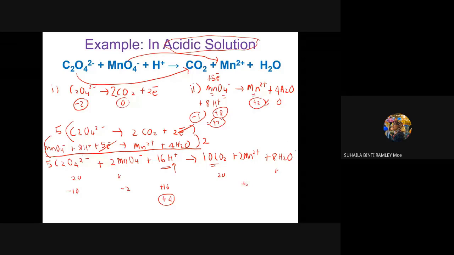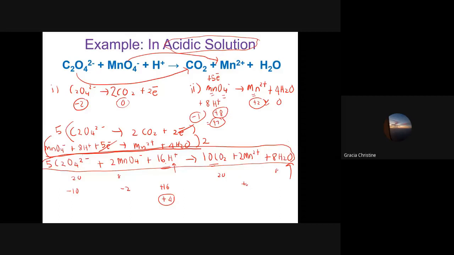Okay, so this is our answer. Okay, this one yang overall yang panjang-panjang ni. So this one is the answer. Okay, so remember untuk acidic solution means in the balance redox equation kita ada H plus ion. Okay, any question until here? Ada apa-apa mau tanya?